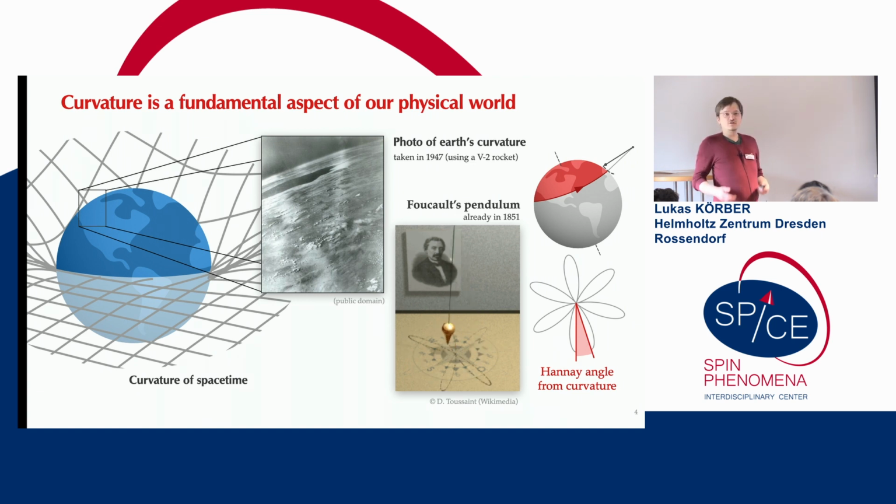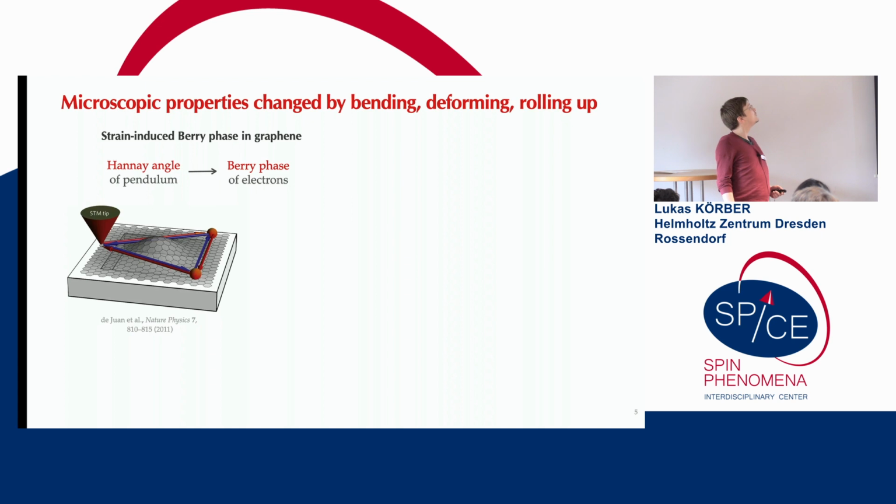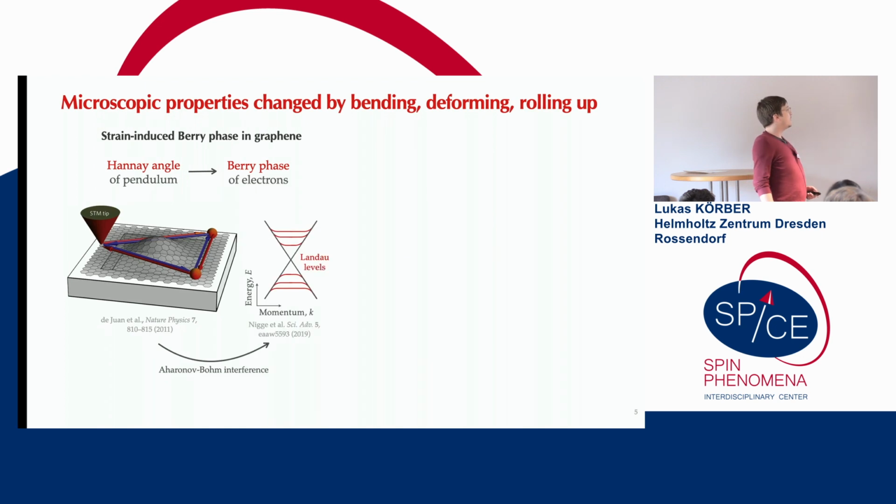Now, these curvature or geometrical effects are not only restricted to such large length scales, they can also appear on the micro scale, for example, by bending, deforming, or rolling up samples, for example by deforming a sheet of graphene. In that case, the Hannay angle of the pendulum takes the role of the Berry phase of electrons. If you deform a sheet of graphene, it was shown that this induces a Berry phase for the electrons, which via Aharonov-Bohm interference leads to Landau levels that can be measured in the electronic band structure.